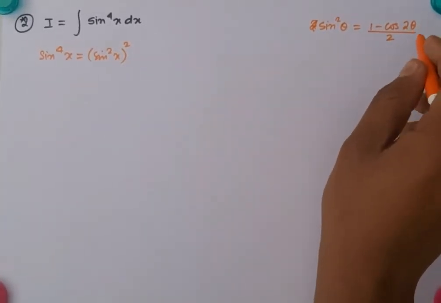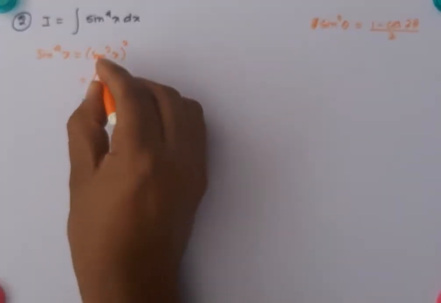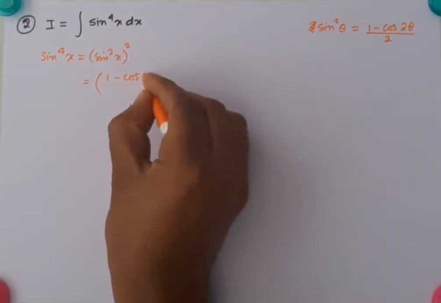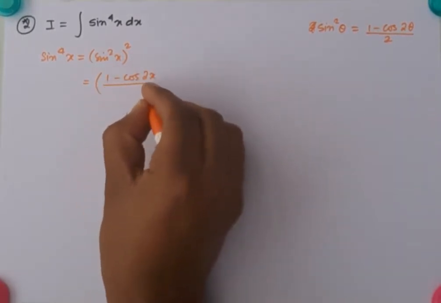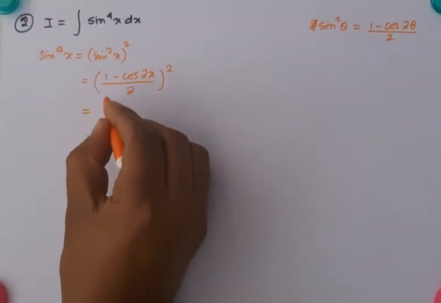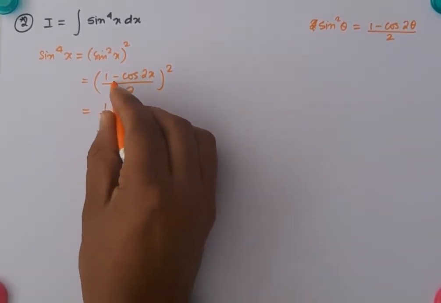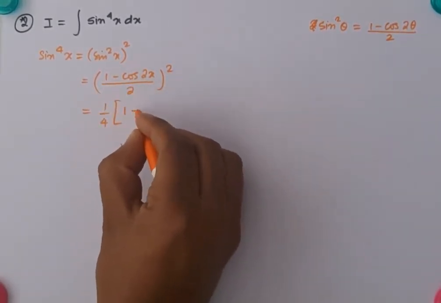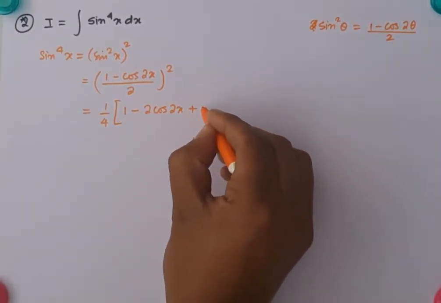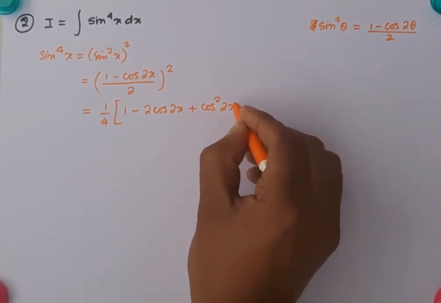Okay, so this is called your multiple angle. So let's apply this then. So we get sin square x is (1 minus cos 2x by 2) whole square. Okay, fine. So this becomes 1 by 4, and this is a minus b whole square, so it becomes 1 minus 2 cos 2x plus cos square 2x. Okay, so this is the thing.